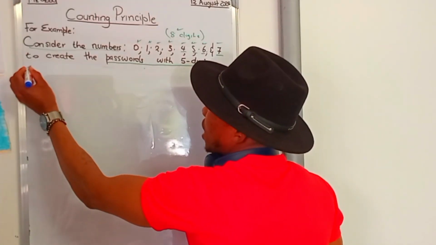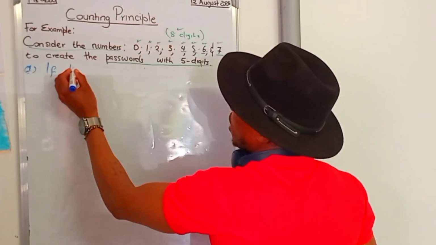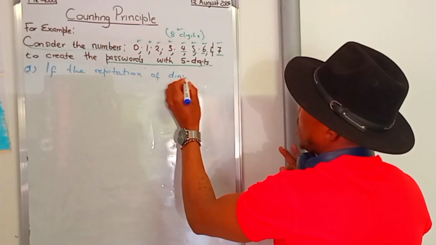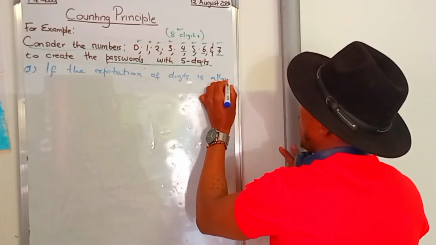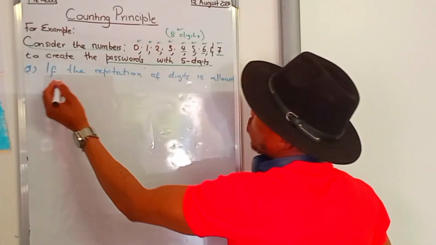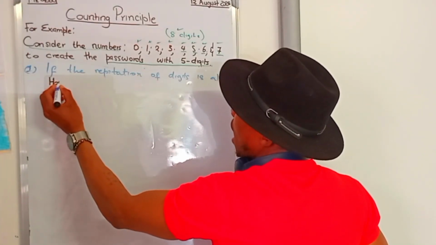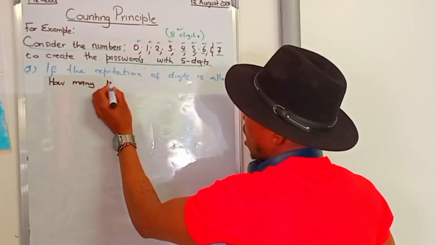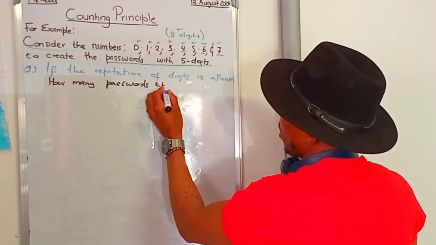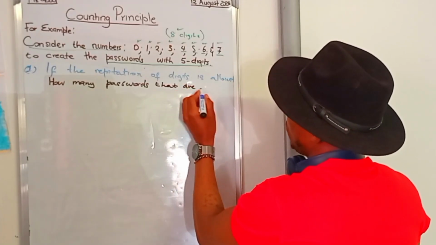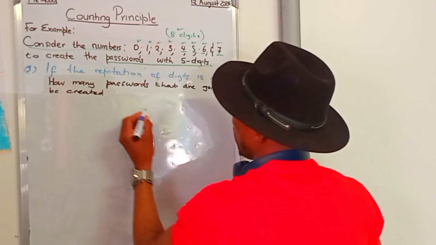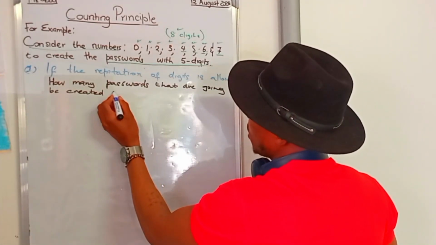If the repetition of digits is allowed, how many passwords would be created if the password must be an even number? How many passwords are going to be created, and the password must be an even number?